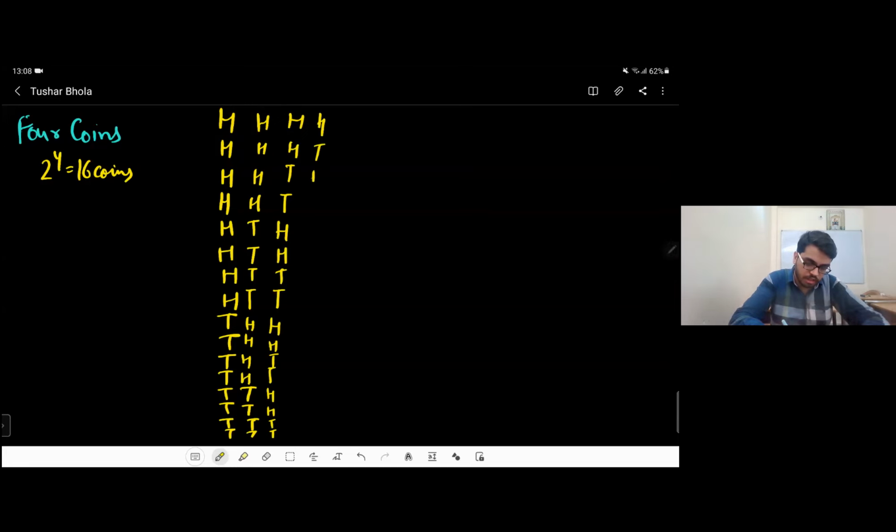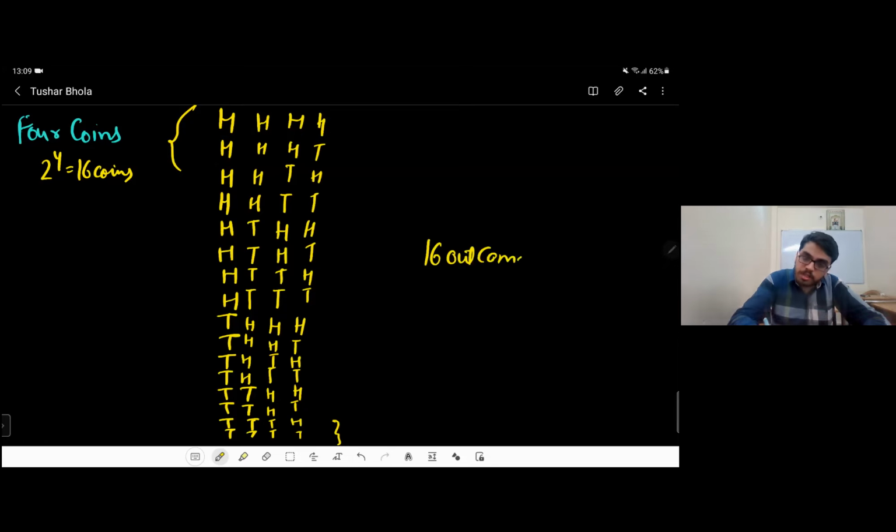Now 1 head 1 tail, 1 head 1 tail, 1 head 1 tail, 1 head 1 tail, and so on, and you can count that these are a total of 16 outcomes, students. Now think: if you wrote this from your imagination, many students would write quickly, and for many students it would be difficult to catch. But when you follow this trick, every student can write this sample space very easily by following this shortcut.